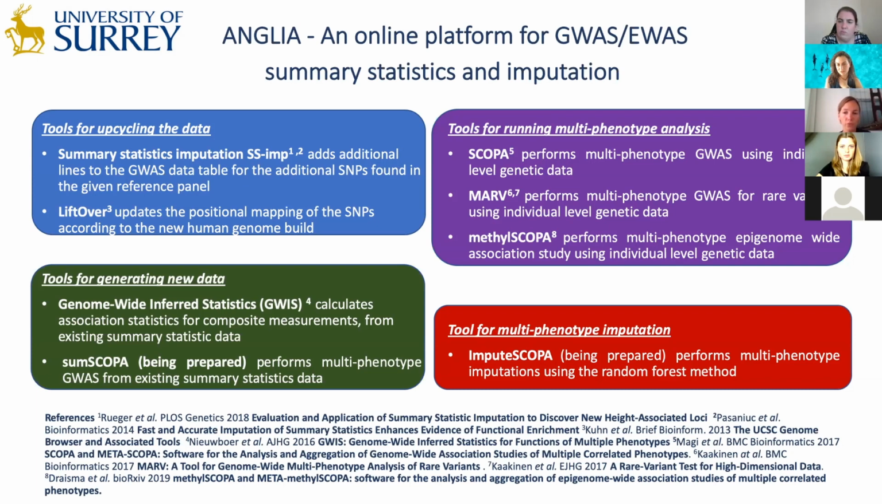And then there are tools for generating new data. So this is a tool that is developed by Michel Nivard. I think he's still from Amsterdam, right? And so this is basically, at the moment, this was used for calculating HOMA insulin resistance from insulin and glucose. And there is a paper by, I believe, Irina Fetko. So what this tool can do is that you want to make association statistics for composite measures. Say it is HOMA, say it is BMI.